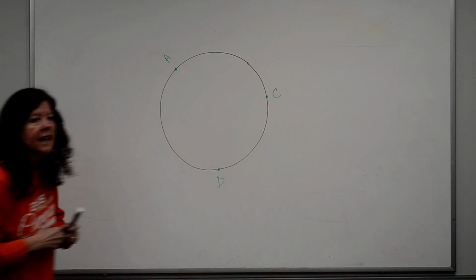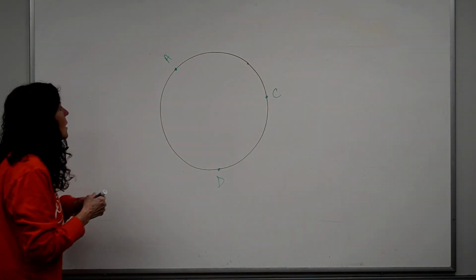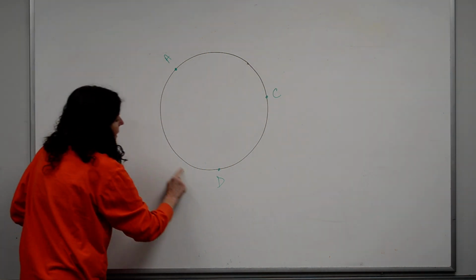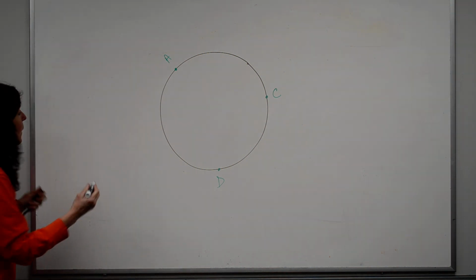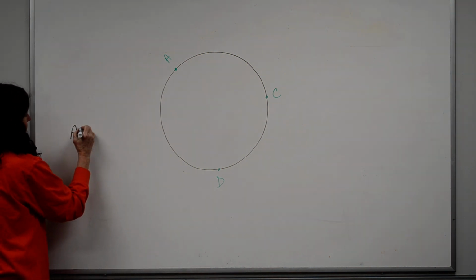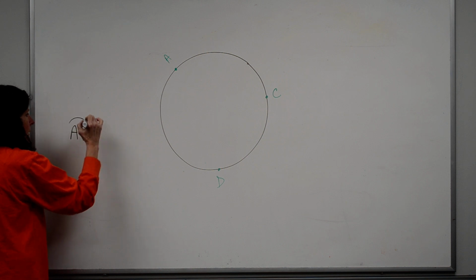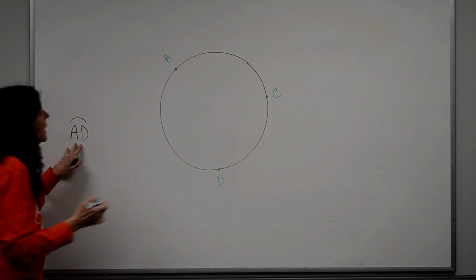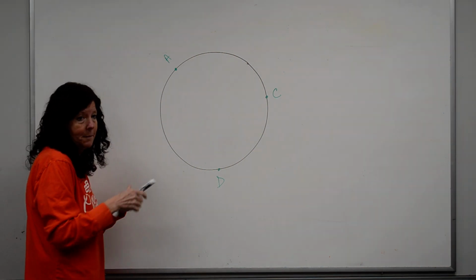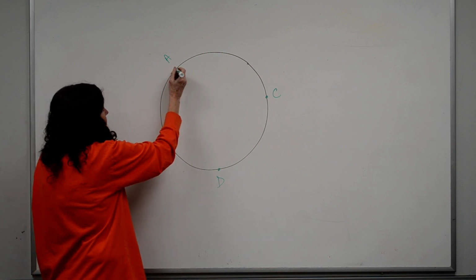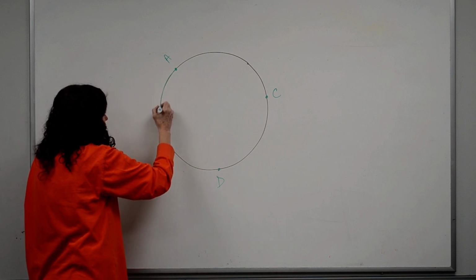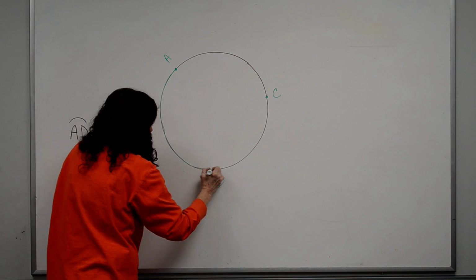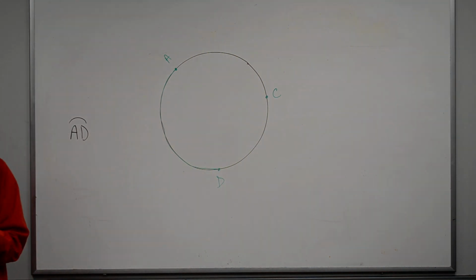Okay, let's say I just wanted to find this arc, AD. I'm going to write it like this. And I'm going to put a little rainbow angle thing over top of it, like a part of a circle, okay? Now, what I'm meaning by that is this arc right here. I'm meaning that measure from there to there. That is called a minor arc because it's less than 180 degrees.